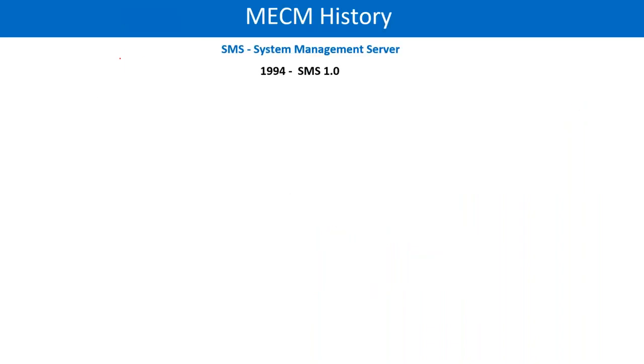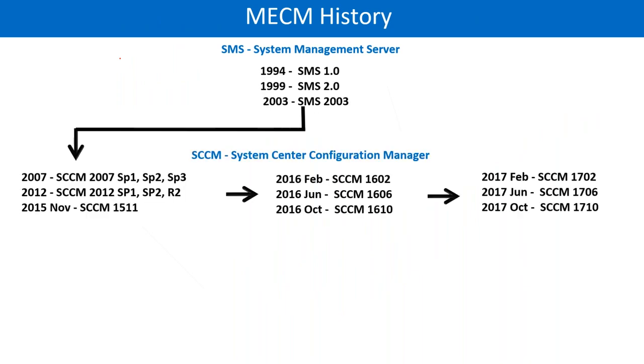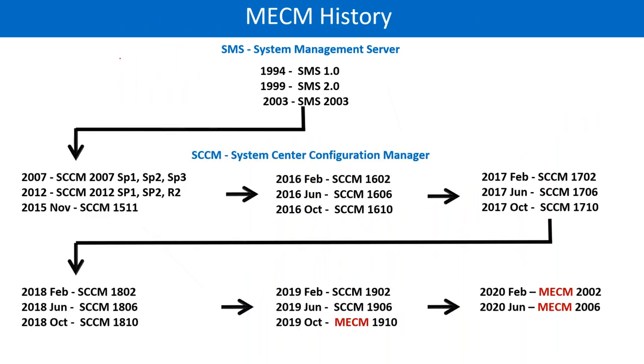Now, let's talk about the SCCM historical details. SCCM started as SMS, System Management Server. That was started in the year 1994, then SMS 2.0, then SMS 2003. Then Microsoft changed the name from SMS to SCCM, System Center Configuration Manager.